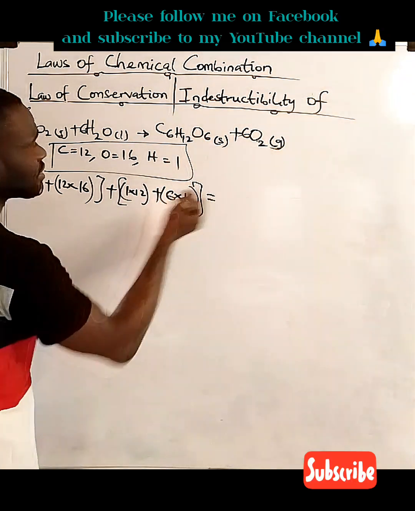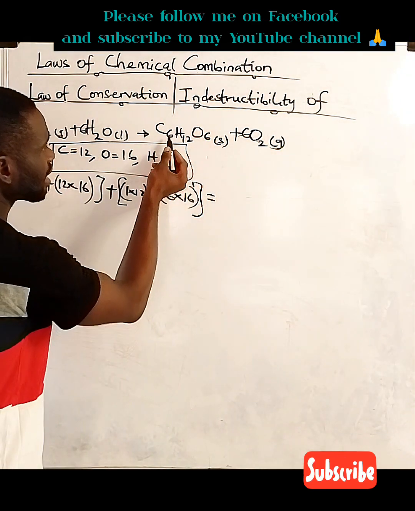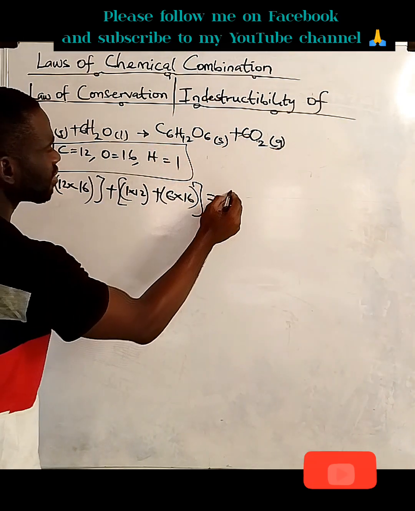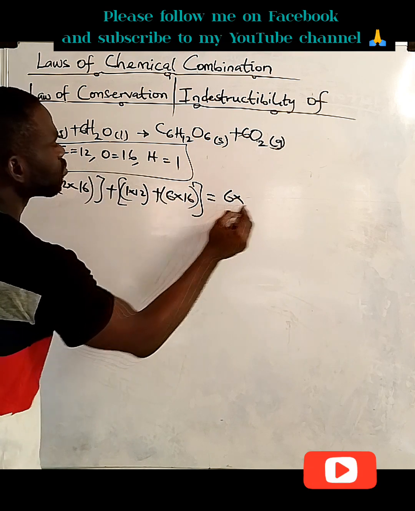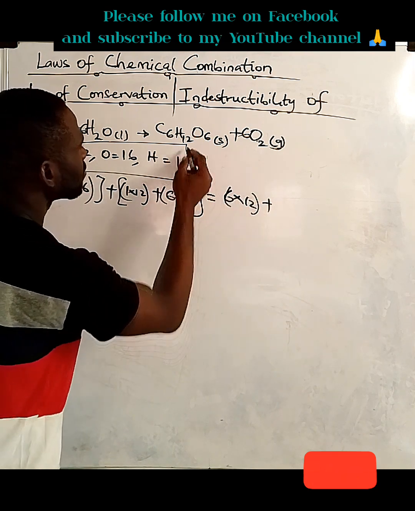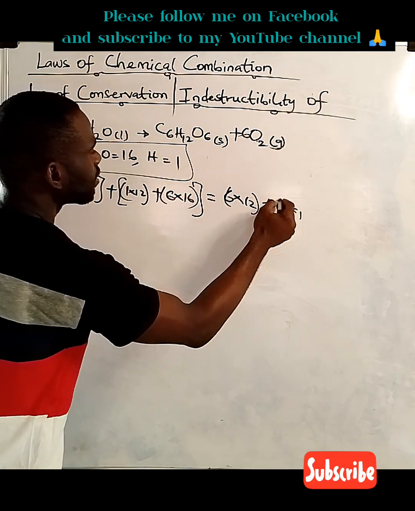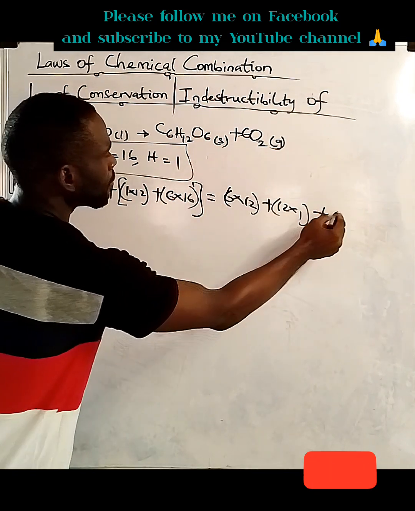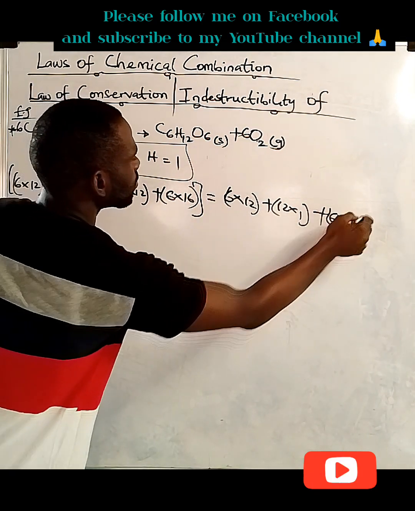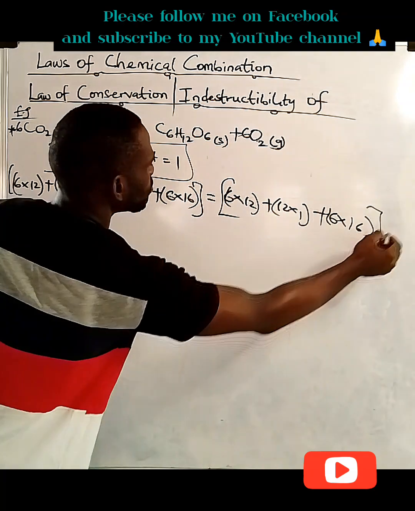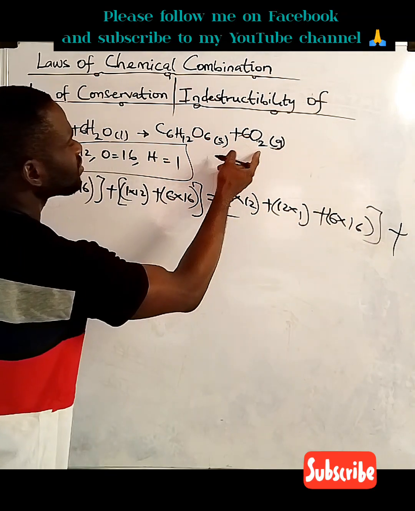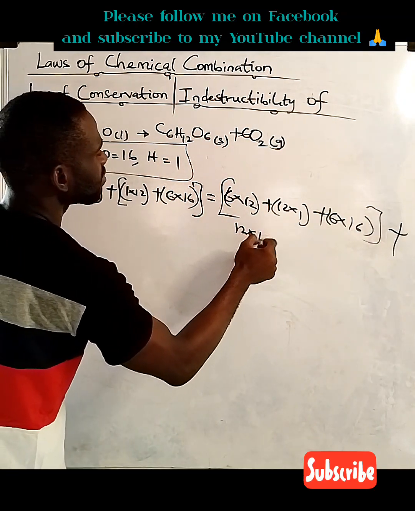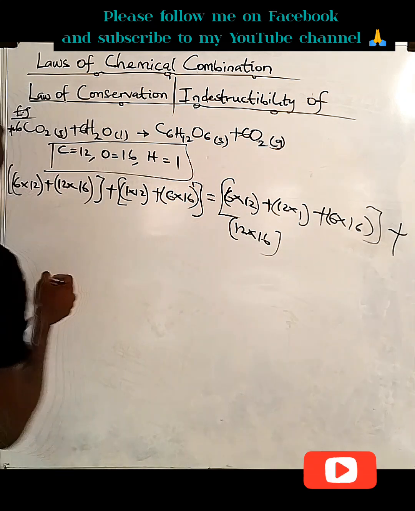Then let's start working on the product side. Now for the product side, carbon is 6 atoms. Carbon itself is 12, 6 times 12. Then plus hydrogen is 12, 12 times 1. Plus oxygen is 6, 6 times 16. Altogether, we are done with the glucose. Then plus oxygen here is 12 altogether, 12 times 16. So let's work on this.